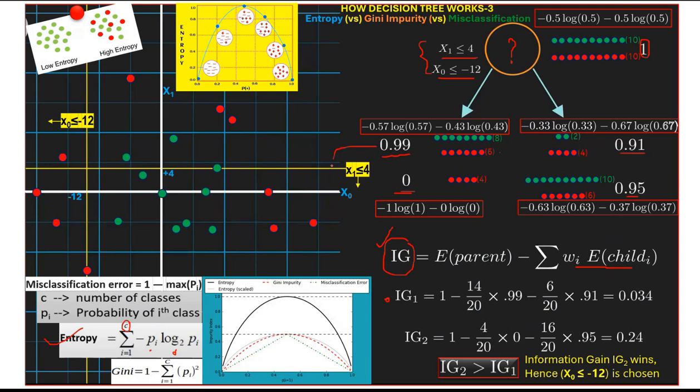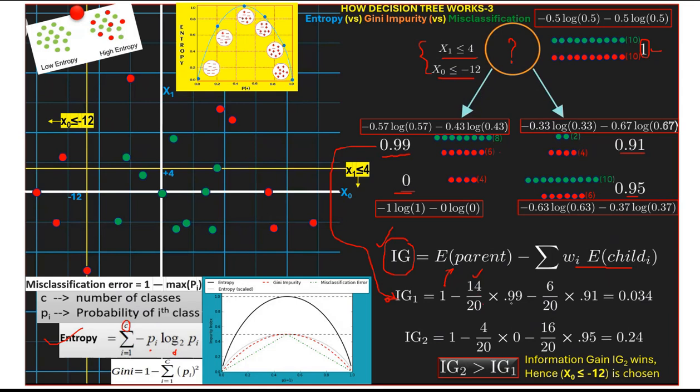So I have to go for information gain for 1. In this case, this is my parent entropy, which is 1. And then weight. How do I calculate weight? The ratio of the number of child data points with respect to the parent data points. So how many child data points do I have? Here 14 data points, 8 plus 6, 14. And the total number of parent data points is 20, 10 plus 10.